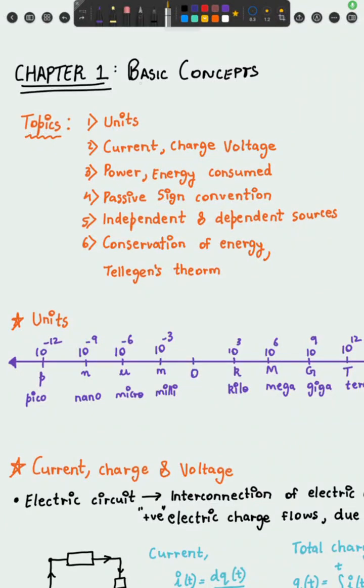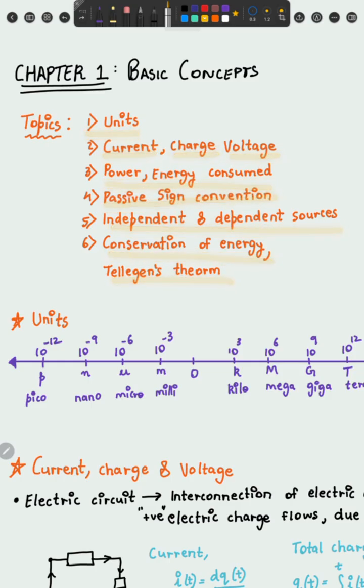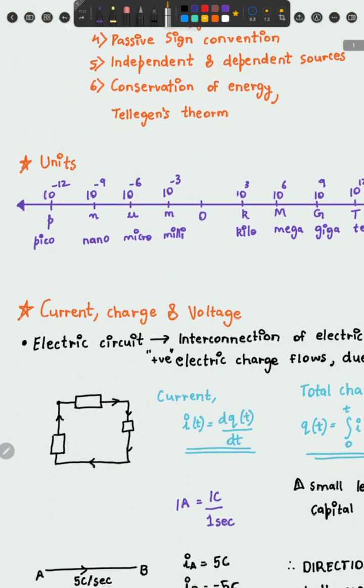Hi, today we are going to learn the basic concepts which we are going to use while studying electronic devices. So, the video will be distributed as follows. First, we'll learn about the units, then, we'll learn about current, charge, and voltage, power, energy consumed, passive sign convention, independent and dependent sources, conservation of energy, and Tellegen's theorem. So, let's get started directly.